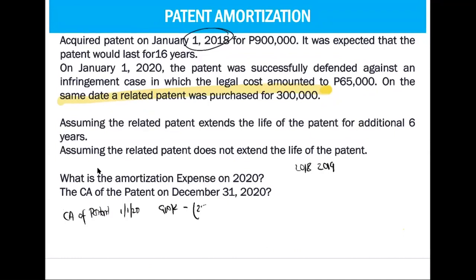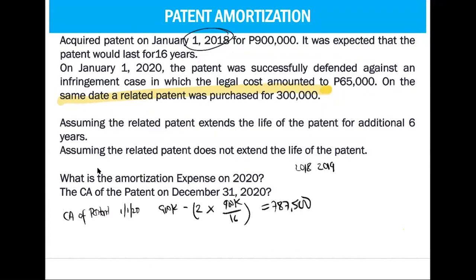So 2 years. How much is our annual amortization again? 2 multiplied by 900,000 divided by 16. So what is the carrying amount of your patent on January 1, 2020? So we have here 14 over 16 multiplied by 900,000.